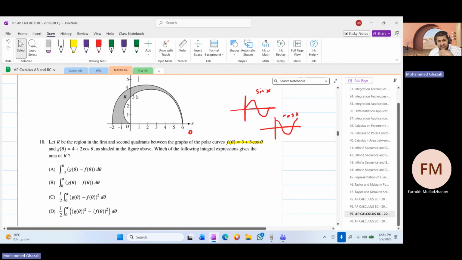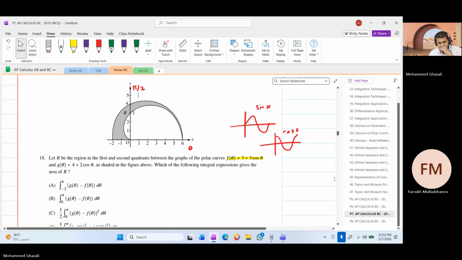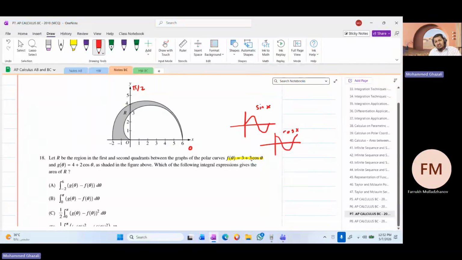Which graph is this? Is the graph f theta the inside graph or the outside graph? Substitute pi by 2 into f theta, 3 plus 3 cos theta. What's cos of pi by 2? 0, right? So you get 3 times 0 plus 3, so at pi by 2 it is 3. So this is the f theta graph. Next one, g theta is 4 plus 2 cos theta. If I substitute pi by 2, I'm getting 4. So g of pi by 2 is 4.